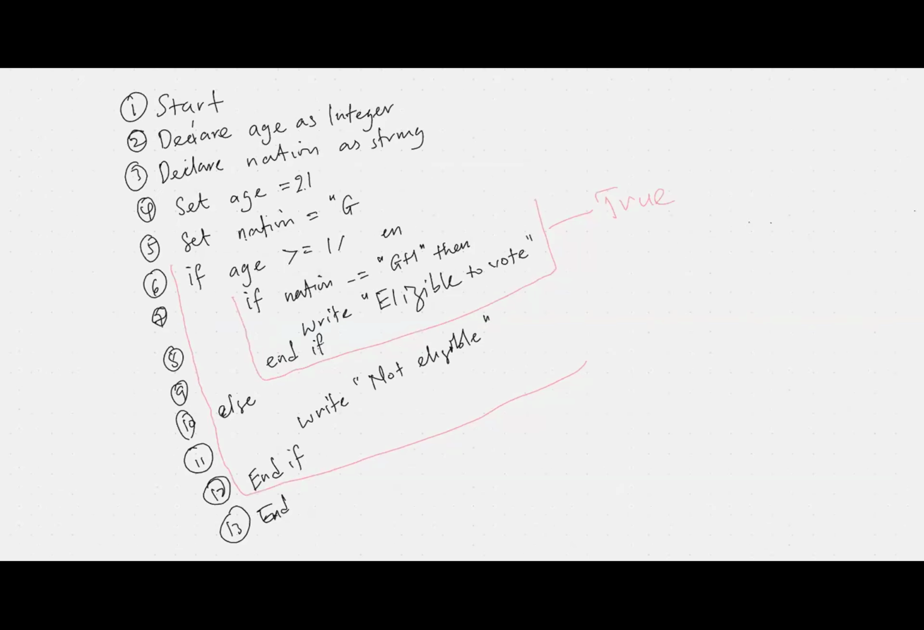So notice that we will only go and check the nationality once you are 18 years. Once this age is greater than or equal to 18 years, then we will have to go and check your nationality. If your nationality is Ghanaian or GH, then we tell you eligible to vote.